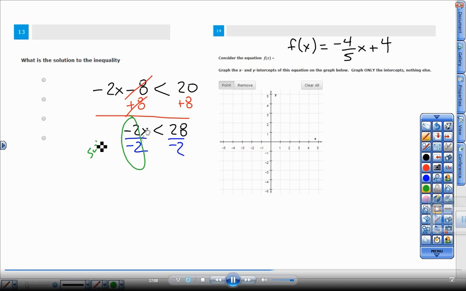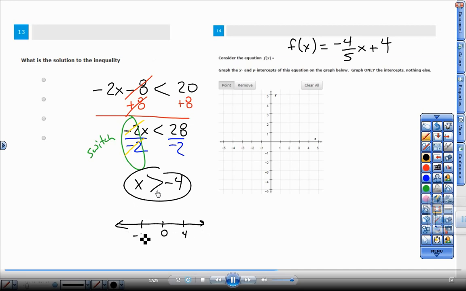This used to be negative over here, but now when I divide by -2, now it's positive. This side used to be positive, but now when I divide by -2, it switches to negative. Have to flip the inequality to keep this statement true. That would be an open circle on -4, more than, all the numbers to the right of -4.